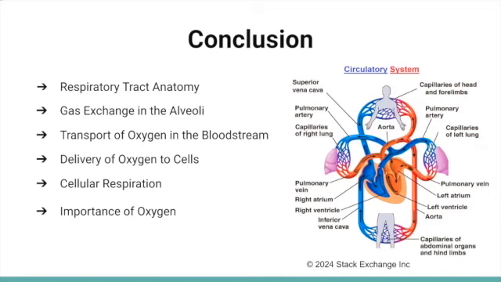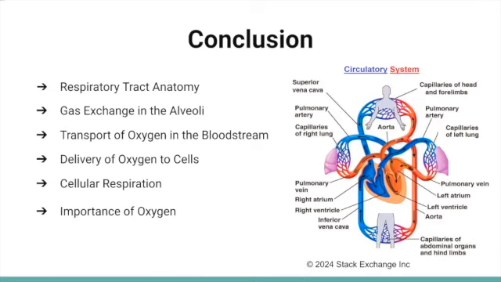As we conclude our exploration of the journey of oxygen from air to cells, it's evident how intricately interconnected the respiratory and circulatory systems are in ensuring the delivery of oxygen to every cell in the body. So let's take a little recap of the key points. We started off with the respiratory tract anatomy, which comprises the nose, pharynx, larynx, trachea, bronchi, and lungs, and serves as the pathway for air to enter the body and reach the alveoli for gas exchange.